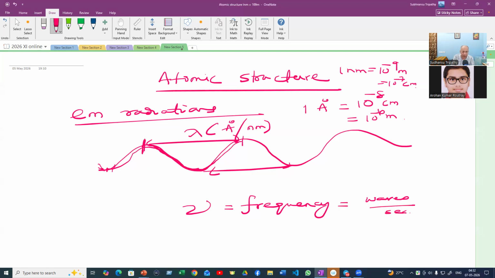So its frequency here is 1 by second, or sometimes second inverse. Some people call it hertz. In chemistry, mostly we will be using per second, because number of waves has no unit, so only 1 by second or per second is the unit.